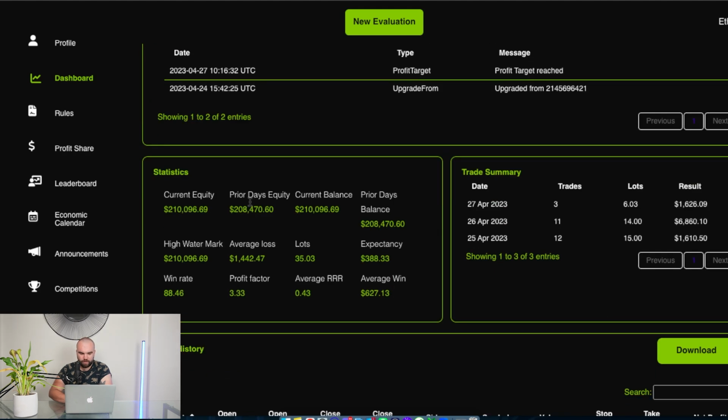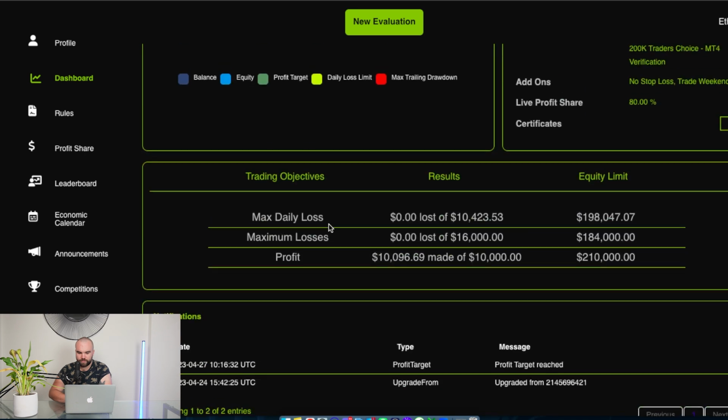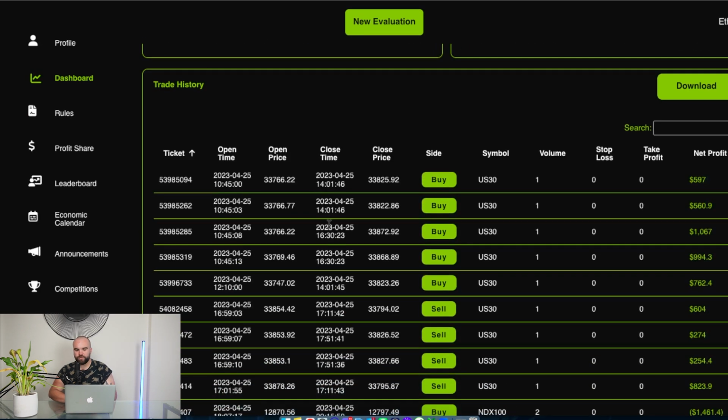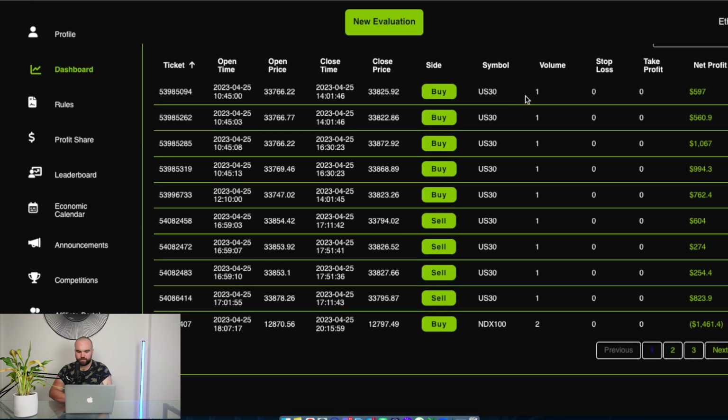So now, one thing I need to mention, guys, is that Bespoke has a feature where they close out all of your trades. Here you can see the individual trades when they were taken. Bespoke has a feature where they close out your trades immediately once it hits the target.